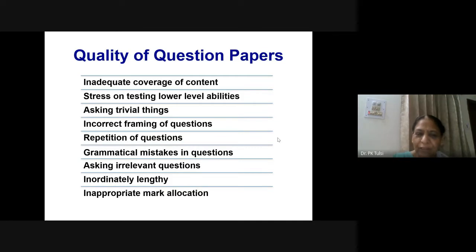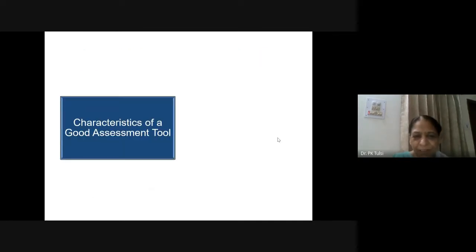I was looking at the schedule for this, and I found that this has been dealt with by Professor Dutt earlier in the very first session. He has dealt with the characteristics of good evaluation.